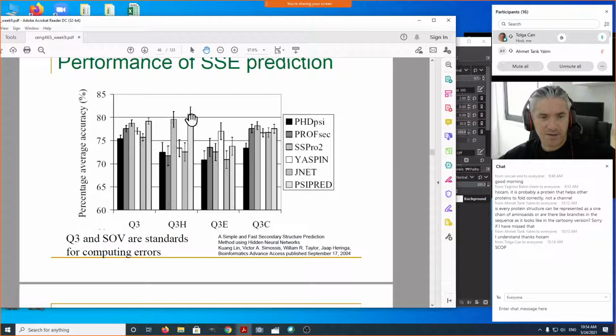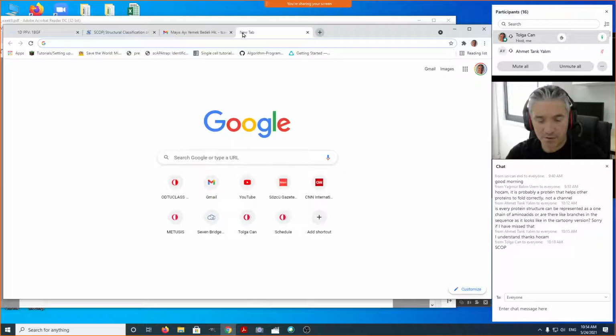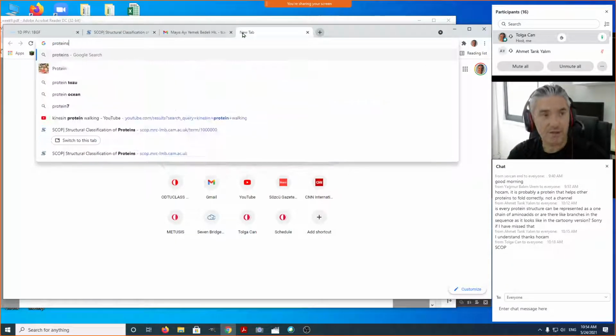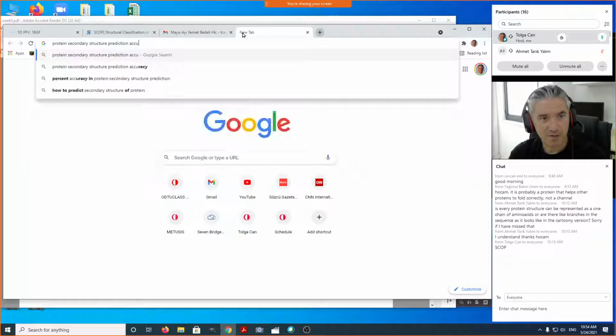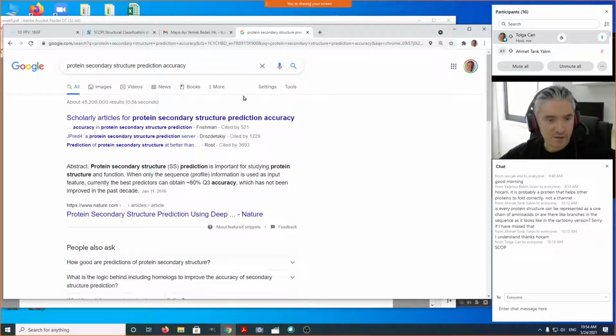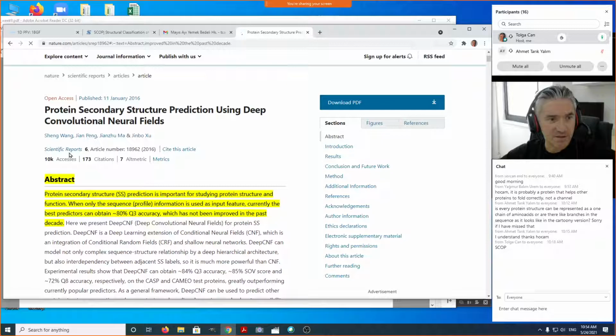These days, I think this bar has been raised to 90%. Since 2004, I think, for example, if you search for protein secondary structure prediction accuracy, let's take a look. I would be surprised if deep learning was not used to predict secondary structure. So they have a Nature article, Nature Methods, Scientific Reports.